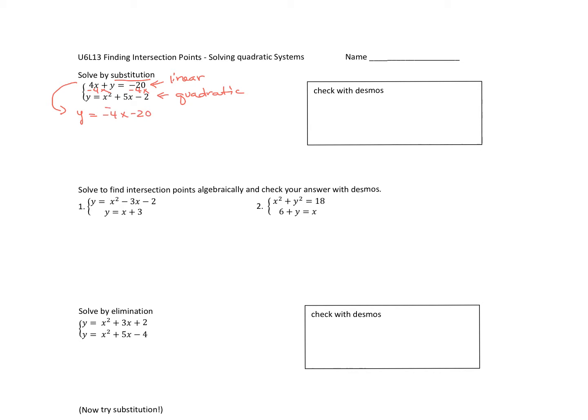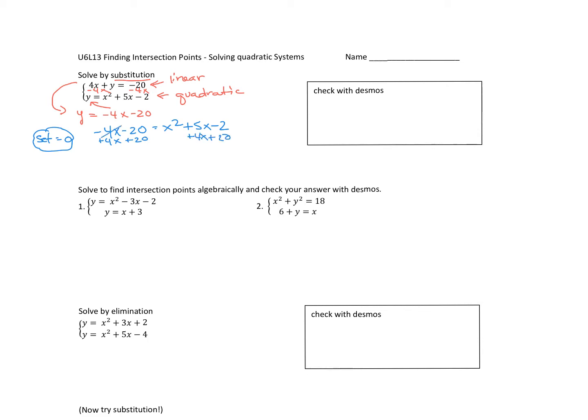Now I can take this value and substitute it into y in the second equation. When I do that, I get negative 4x minus 20 equals x squared plus 5x minus 2. And if you remember from when we were solving quadratics earlier this year, when I want to solve a quadratic equation, I need to get it set equal to 0. So I'm going to move everything so my x squared term is positive. So that means I'm going to add 4x to move it over to the other side. I'm going to add 20 to move it over to the other side.